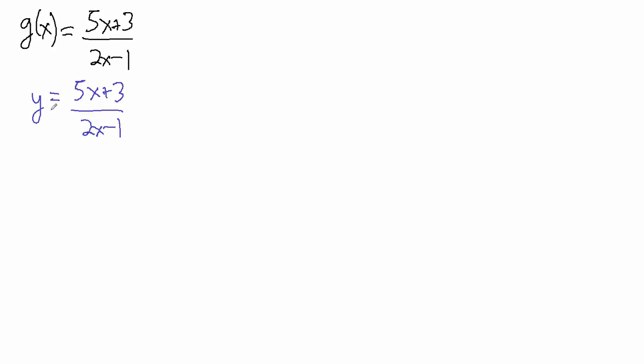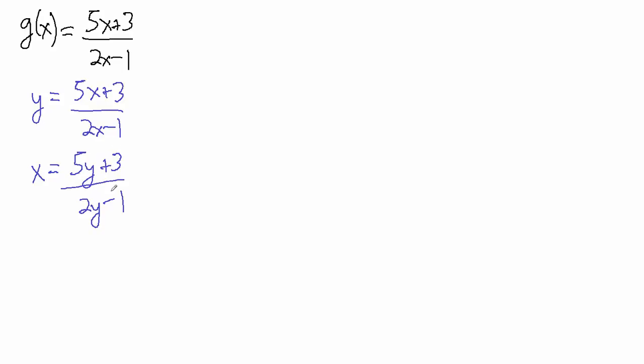Just going to make things simpler as we go along, and it's just going to help us have a standard procedure to follow for problems like this. So now the very next thing that we want to do, for pretty much the same reason, so that we can have a standard process to follow, let's go ahead and swap the x's and y's. So wherever we see a y, replace it with an x. Wherever we see x, replace it with y. So this then becomes x equals 5y plus 3 divided by 2y minus 1.